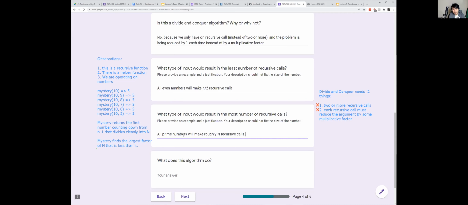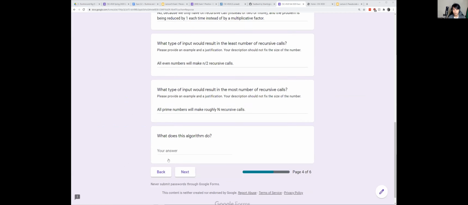Odd numbers are not as bad. You would have gotten some points off if you mentioned odd, because that would be like the next obvious thing, but prime would actually be the correct answer in this case. What does this algorithm do? I already mentioned it finds the largest factor of n that is less than it.